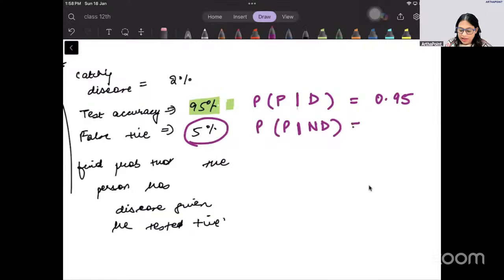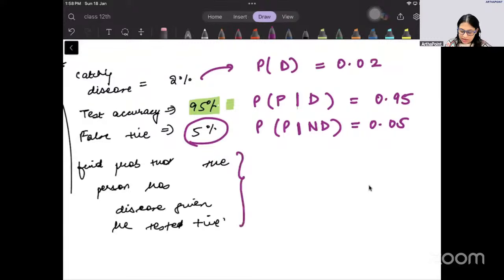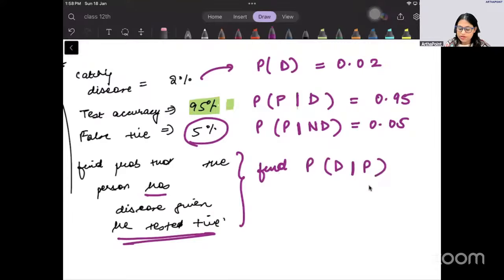The probability is 5% of the time. And the probability of getting a disease is 0.02. The question is asking: find the probability that the person has the disease, given that he tested positive. Meaning the reverse: given he tested positive, find the probability of disease. This is what you have to find.